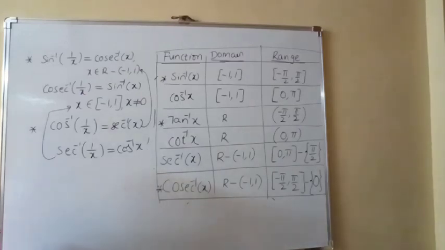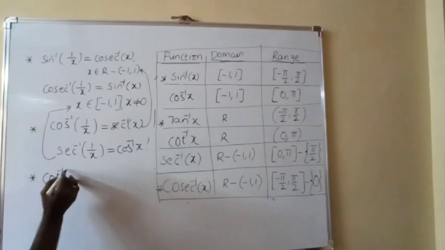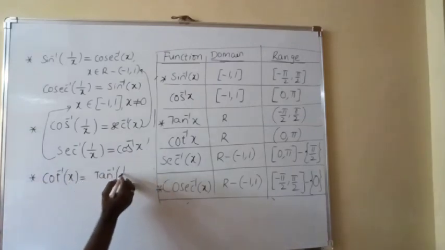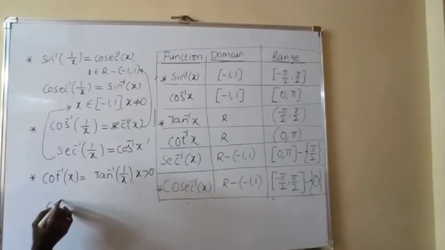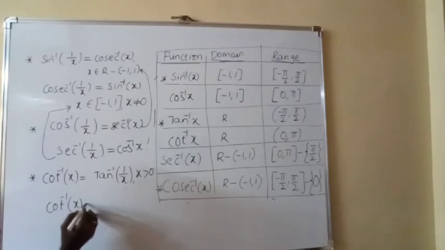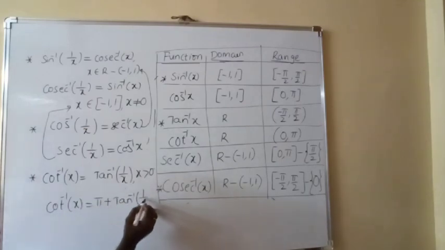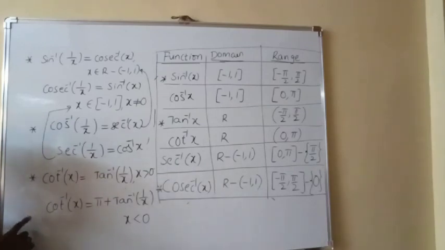Okay. So similarly, what is cot inverse x? It is equal to tan inverse 1 by x when x is positive, and cot inverse x is equal to pi plus tan inverse 1 by x when x is negative. So this is the important one. Most of the people don't know the second formula.